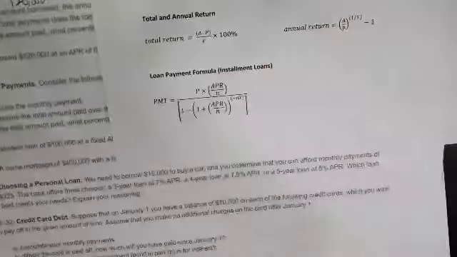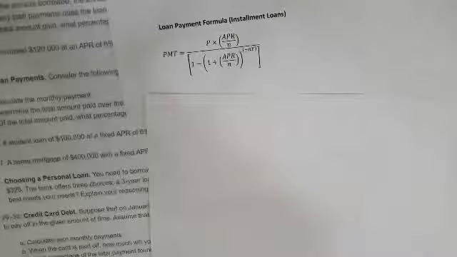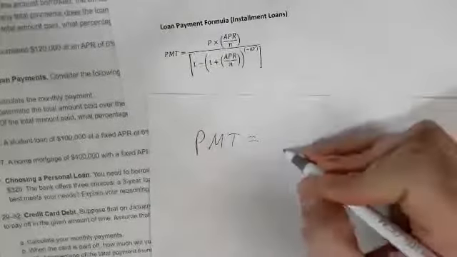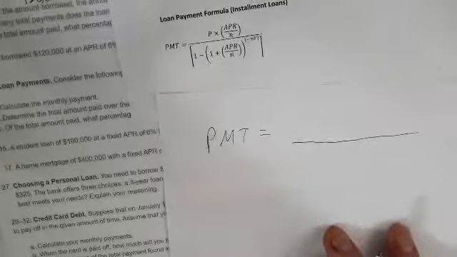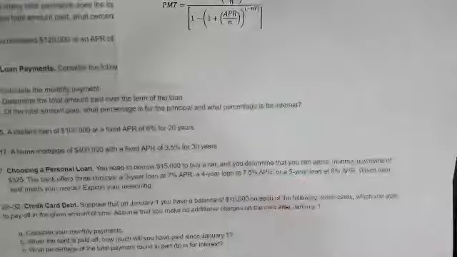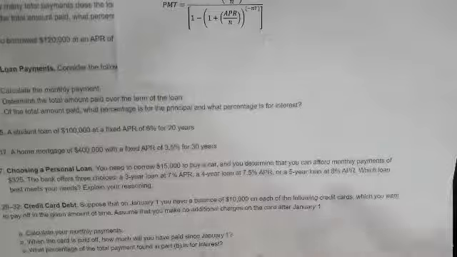This is my payment here. This is the formula that I want to use. They're going to give me principal, an APR, an N, and a Y is what I'm going to look for. If I'm looking at 15, they say I want a student loan of 100,000, a fixed APR of 6% for 20 years. The thing that they don't give me here is N. Oh yeah, they do. They say it's monthly. Okay.